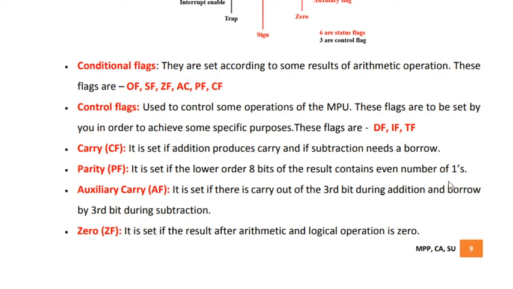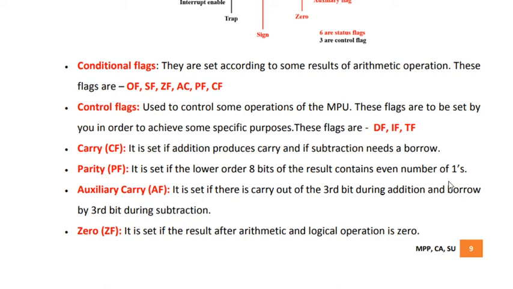Now carry flag CF is set if there is carry in case of addition and borrow in case of subtraction. So it is set to 1 if there is carry in case of addition and borrow in case of subtraction. Parity flag PF is set to 1 if there are even number of ones in the lower order 8 bits of the result. Again, I'll repeat it.